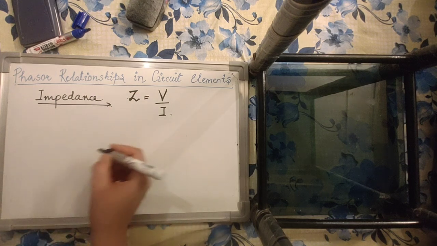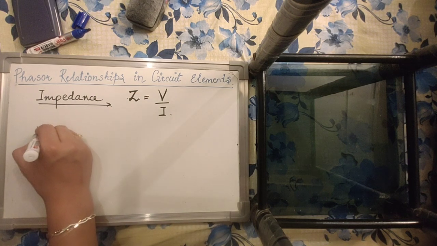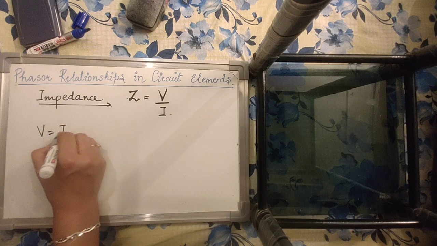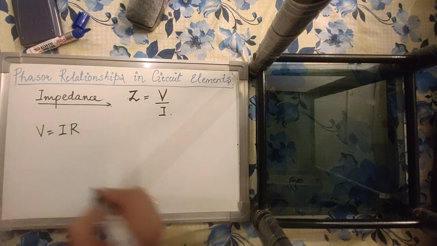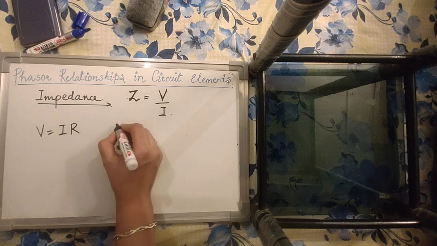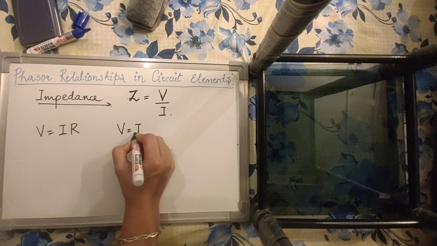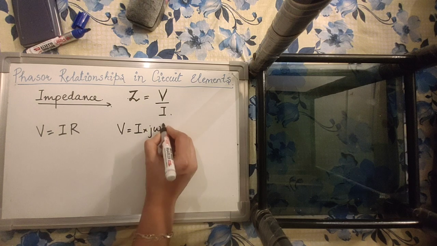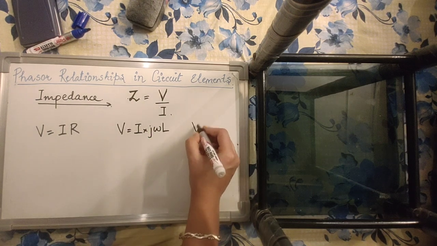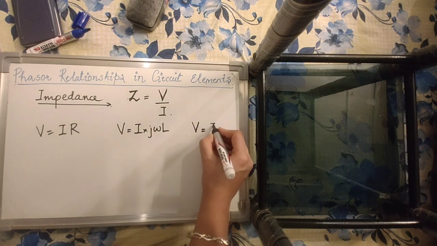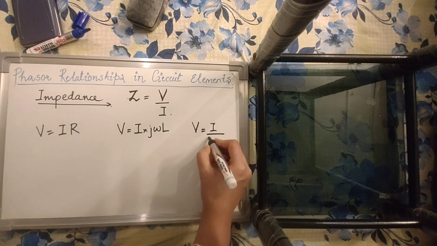Now, just now we did some voltage and current relationships. In a resistive circuit, we know that the phasor relationship is V equals IR. In inductive circuits, we know that V equals I into j omega L. And in capacitive circuits, we know that V equals I upon j omega C, right?